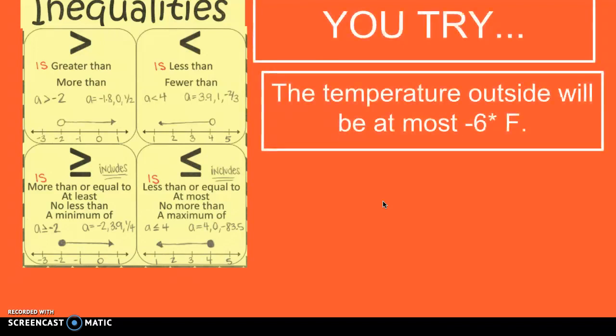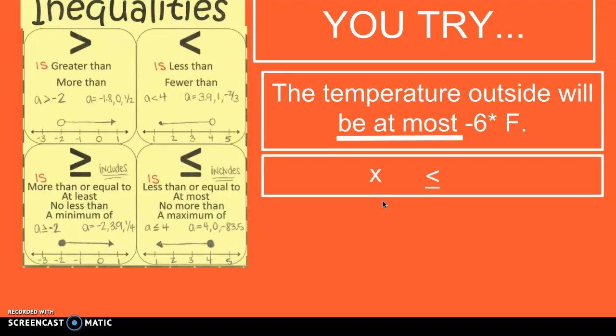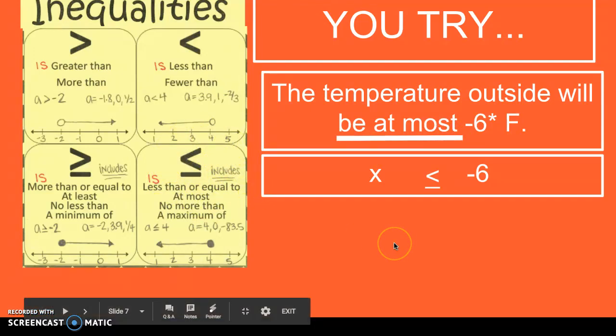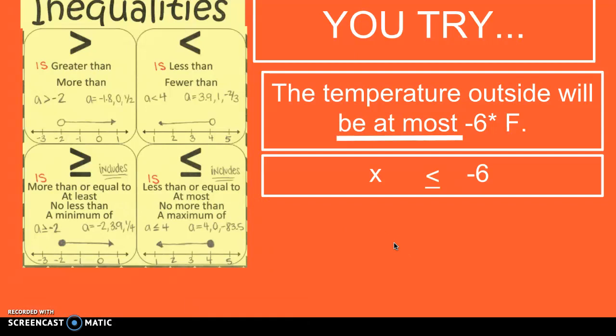All right, you should have come up with the inequality x is less than or equal to -6, because the phrase at most gives us a hint that we are going to be using the less than or equal to symbol.